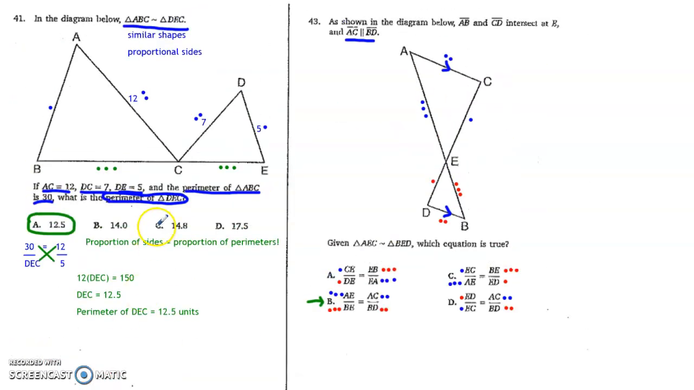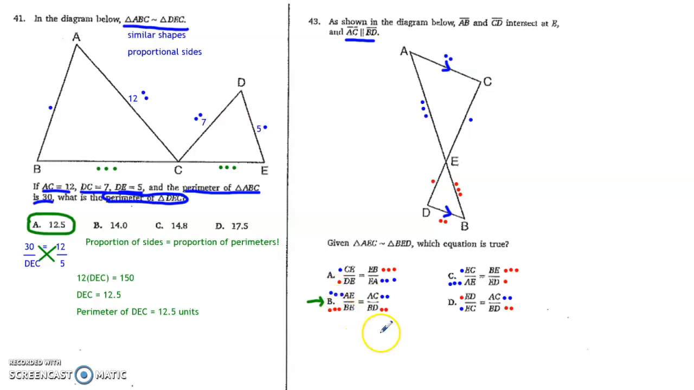For question 43, this took a little bit of doing, but an easy way to do this is to assign dots to the different corresponding sides. DE corresponds to EC, that's why they're both 1 dot. EB corresponds to EA, that's why they're both 3 dots, etc. And then what you can do is figure out which of the fractions is set up in such a way that it has the same things on the top and bottom, the same things on the top and bottom.